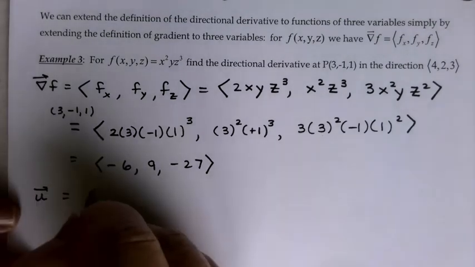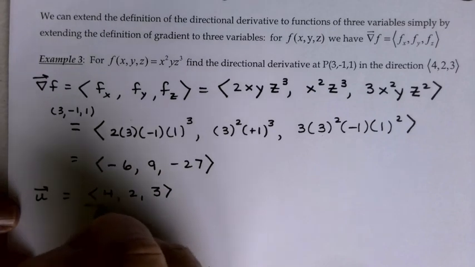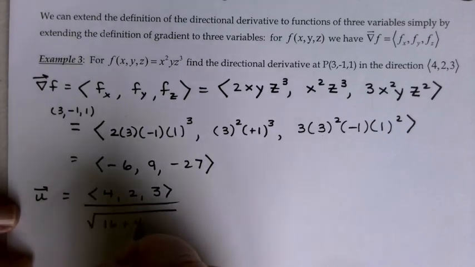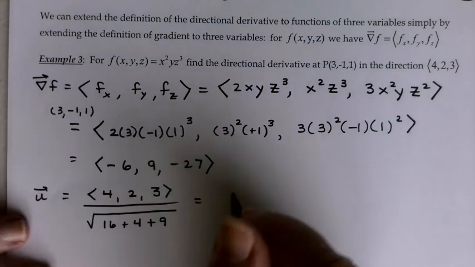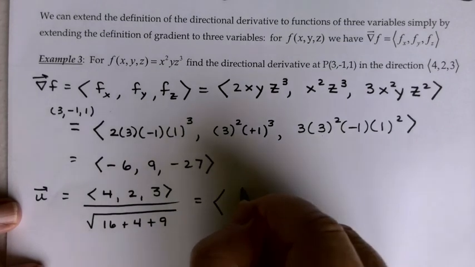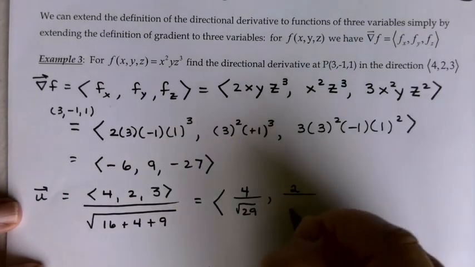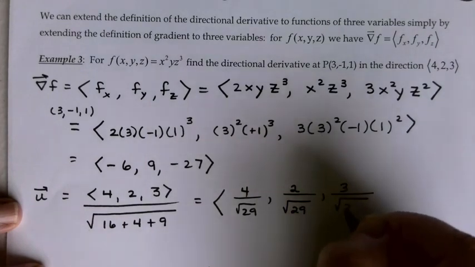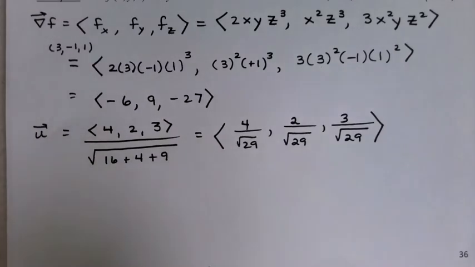Unit vector, our direction is 4, 2, 3. Divide by its magnitude to make it a unit vector. Looks like the denominator is the square root of 29, so nothing to simplify there. And there's my unit vector. And the only thing left to do is to take their dot product.